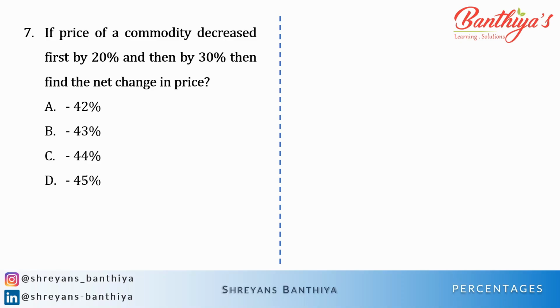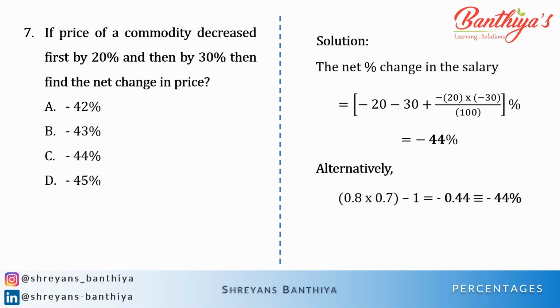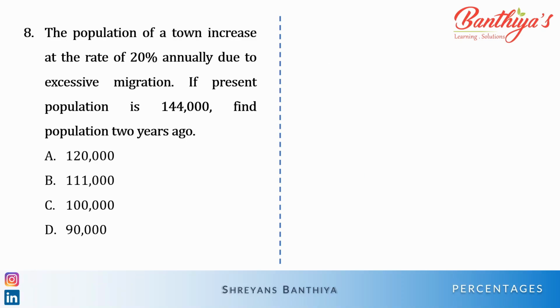Now let's see the traditional method as well. Using this formula, we get the answer minus 44%. And alternatively, we can also use 0.8 into 0.7 minus 1 equals minus 0.44. That is 44% minus. That's the effective percentage.